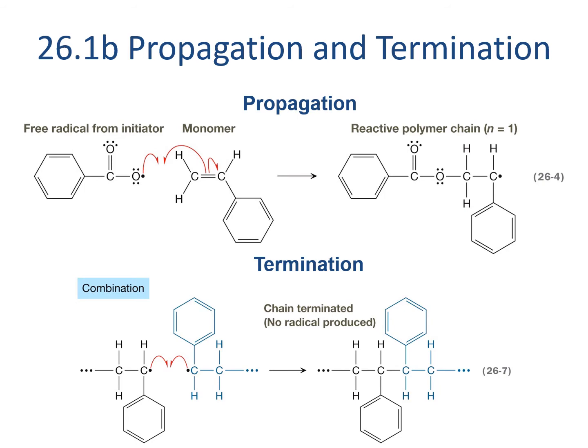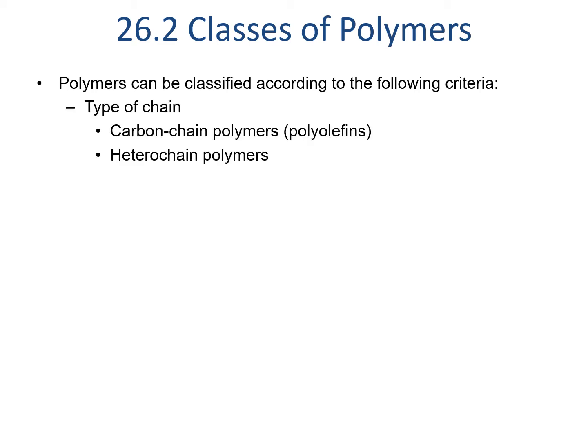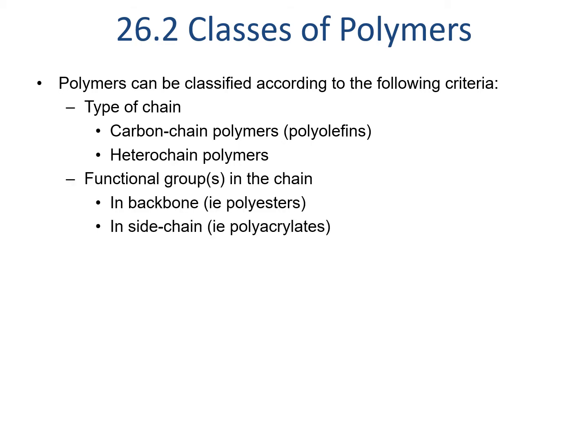There are several categorizations that are useful for describing polymers, the first being based on the type of chain. These are usually separated into carbon chain polymers, or polyolefins, which are typically derived from alkenes, and heterochain polymers, which are often esters or amides interrupting the carbon chains. We can also talk about the functional groups that are in either the backbone, for example polyesters like type 1 or type 7 plastics, or talk about functional groups in side chains like polyacrylate that's in disposable diapers.